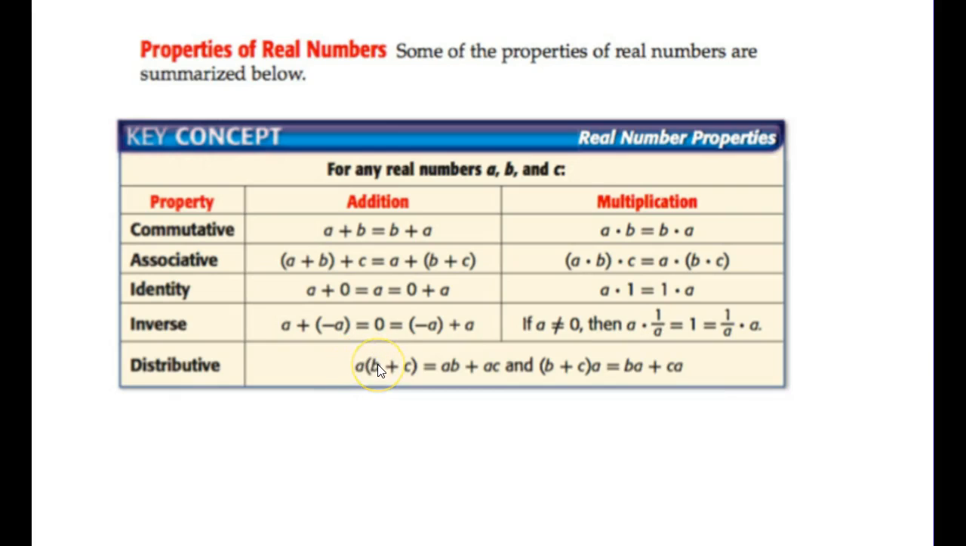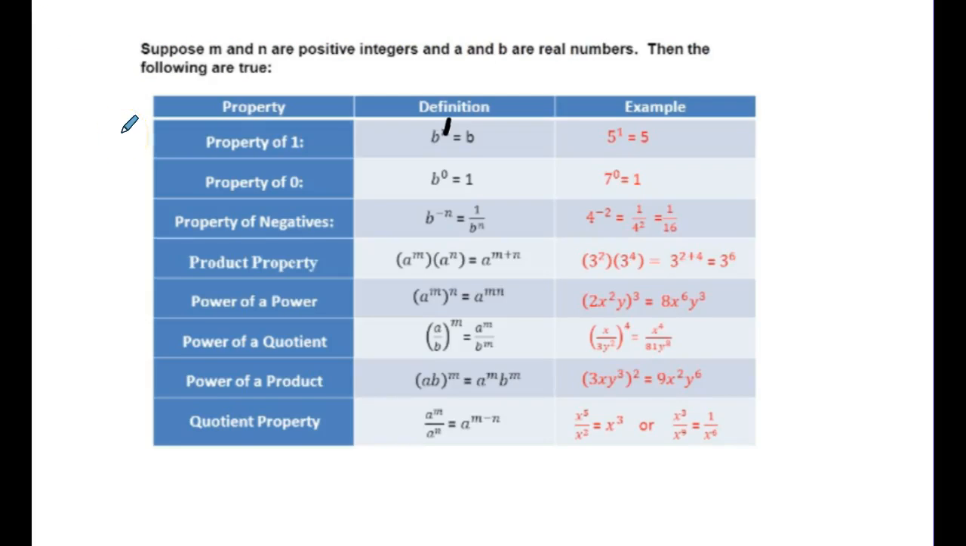So we have to take a times b plus a times c. The last thing before we get to Vedic math is a review of properties of exponents. Suppose m and n are positive integers and a and b are real numbers, then the following properties are going to be true.